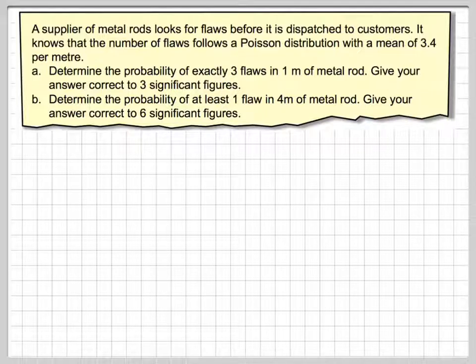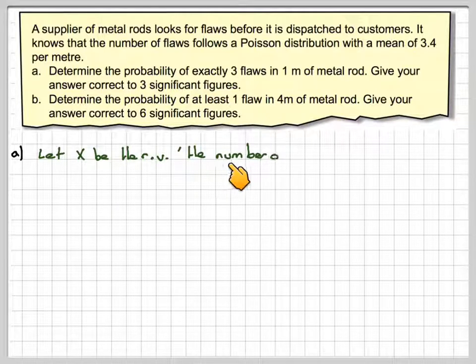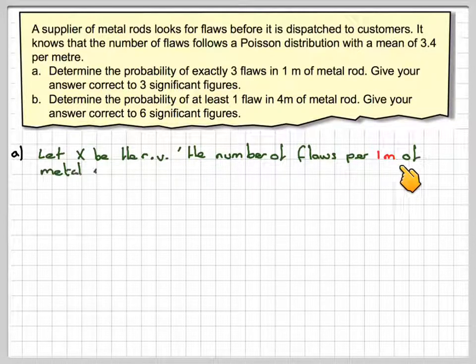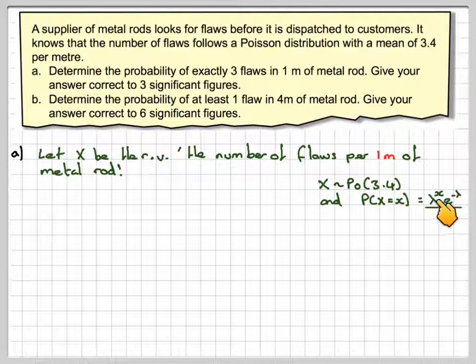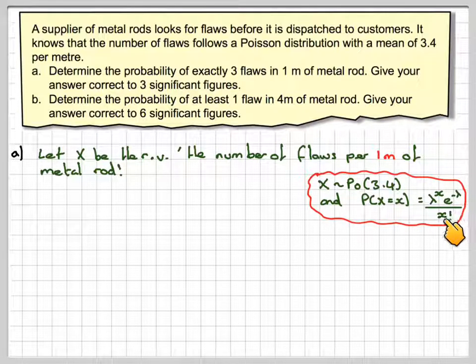This question is going to illustrate the point of what's known as the unit interval in a Poisson distribution. So we'll have a look at that now. Let X be the random variable, the number of flaws per 1 metre of metal rod. And I've written that in red for a reason. Therefore, X follows a Poisson 3.4, because we know there are 3.4 per metre. And the probability that X is equal to x is lambda to the x, e to the minus lambda, over x factorial. So in the first place, we want exactly 3 flaws.